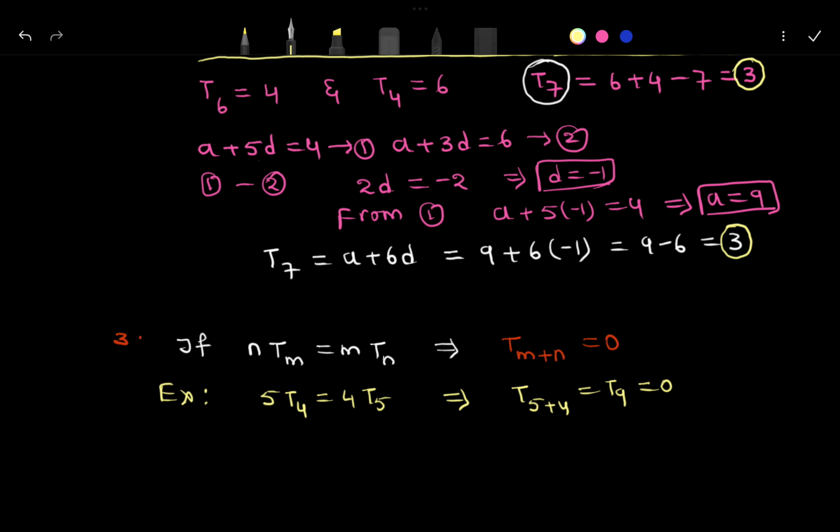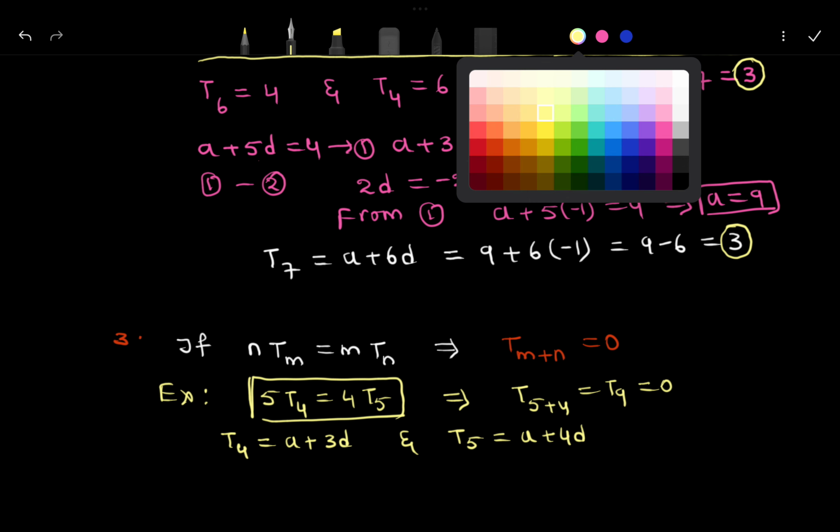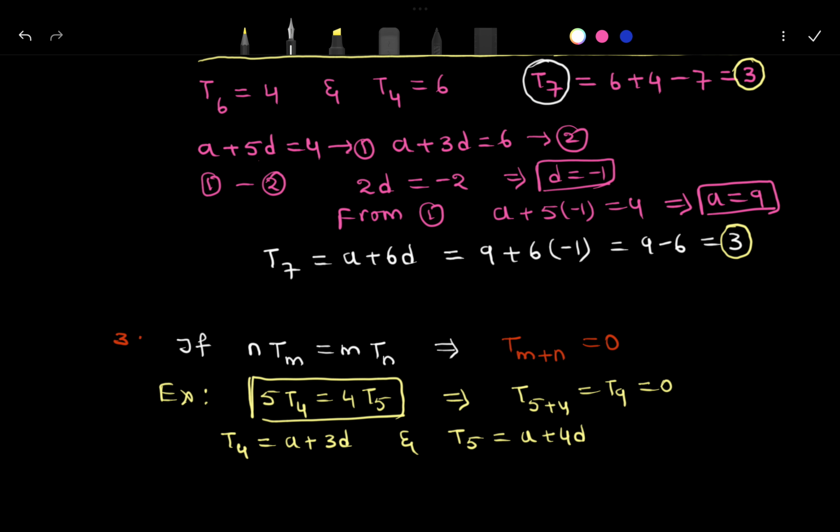Now here we consider the general procedure. T4 equals A plus 3D, and the next value, T5, equals A plus 4D. Now substitute in the above relation, 5 into T4 equals 4 into T5. That means you can write 5 into T4. What is the T4 value?